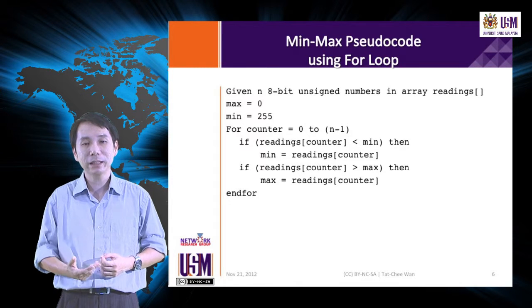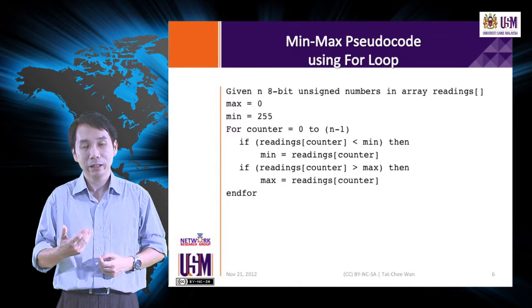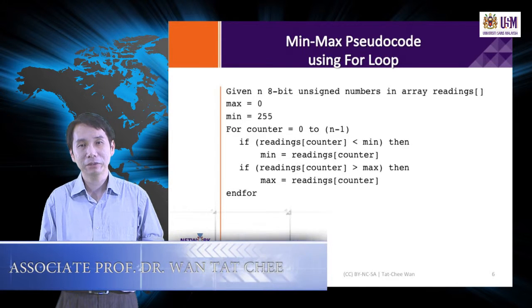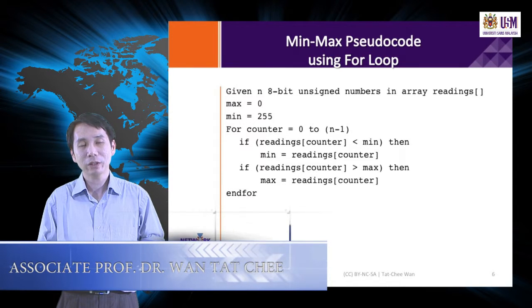Okay? And then if the reading in the array at index counter is less than the minimum, we will update the minimum value to this current reading. However, if the reading is greater than the maximum, we will also update the maximum to the current reading. And we'll iterate through this array until we are done.